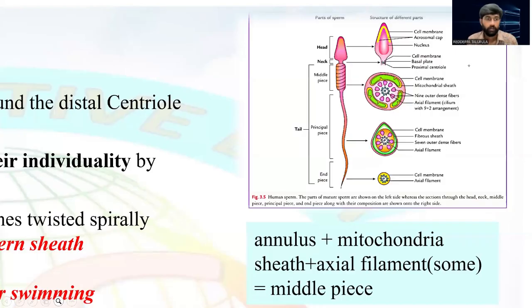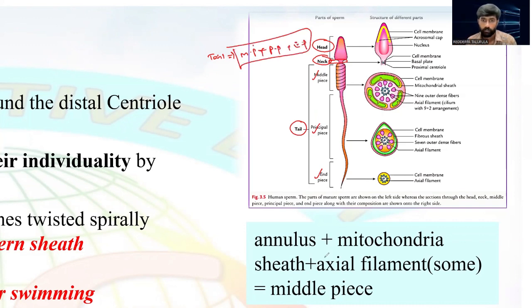See, if you see clearly, it is the tail part, which is composed of middle piece, principal piece, end piece. It is the head region, it is the neck region. This is the neck region. Keep it in mind. That means the tail is the combination of middle piece plus principal piece plus end piece. Okay, now see.